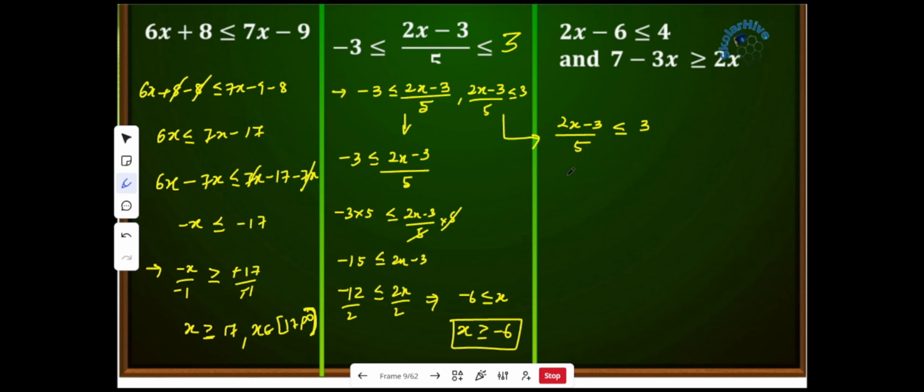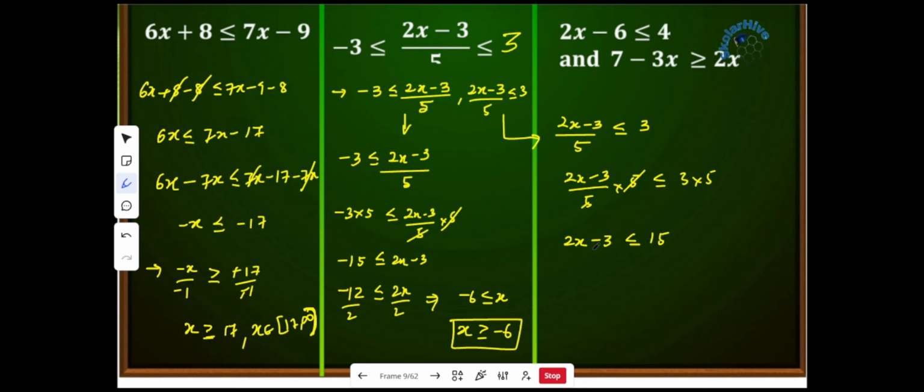So we have to multiply both sides by 5. So (2x minus 3) by 5 multiplied by 5. As we multiply by a positive number, there is no change in the inequality sign, so these two get cancelled. So we are left with 2x minus 3 less than or equal to 15.